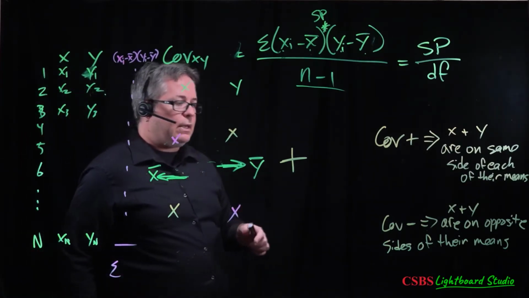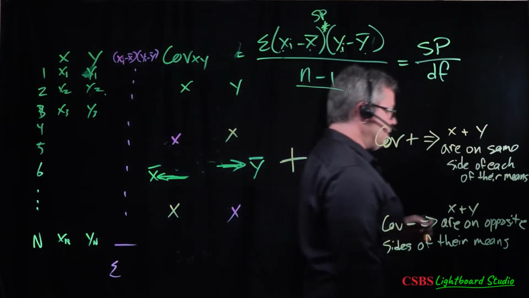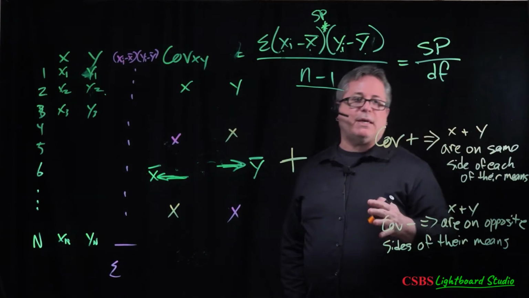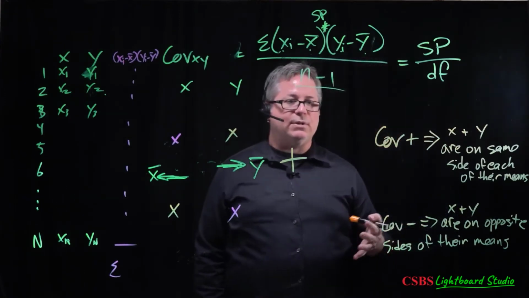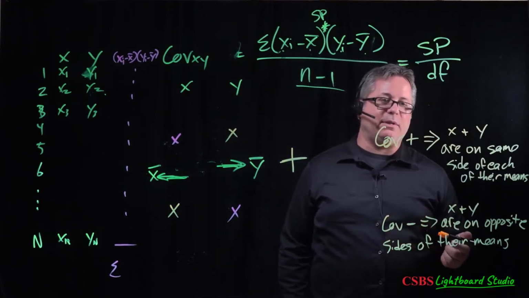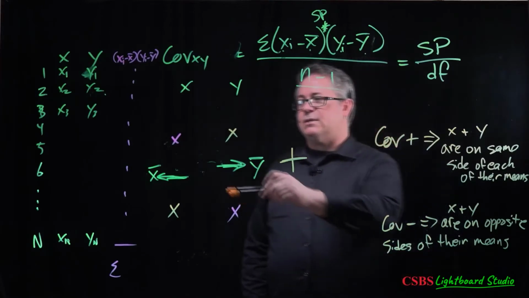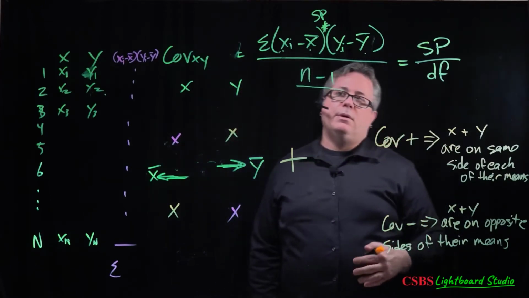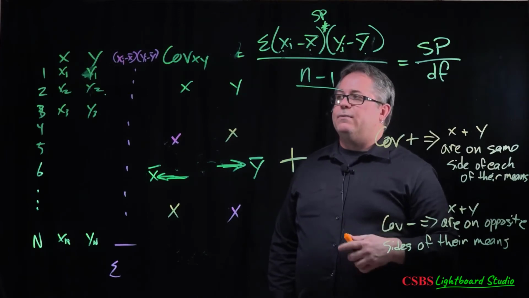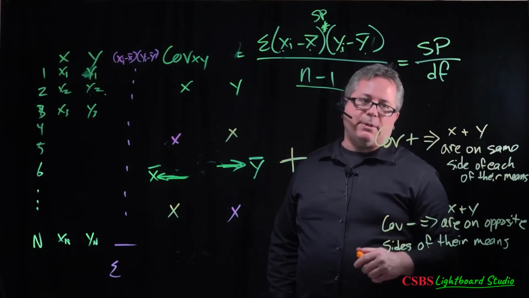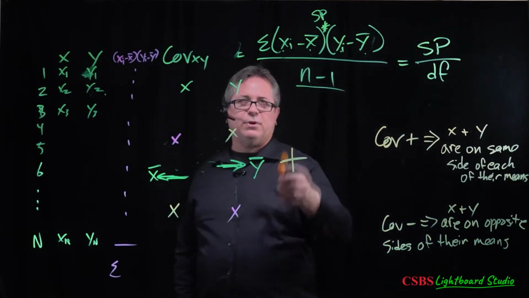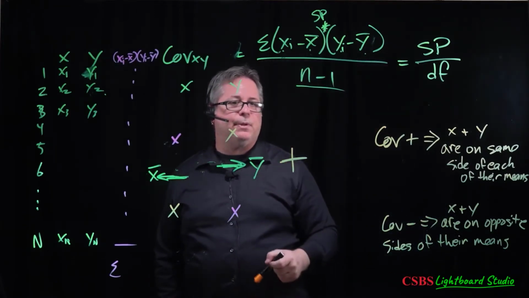That definition of covariance is actually the exact same definition you have for correlation. A positive correlation means that x's and y's tend to be on the same side of the mean. For negative correlation, they tend to be on opposite sides of the mean. They tend to have an inverse relationship. So then what's the difference between a covariance and a correlation?